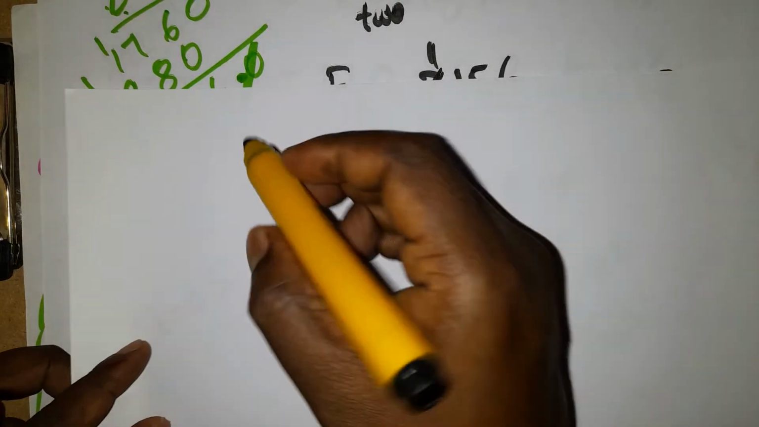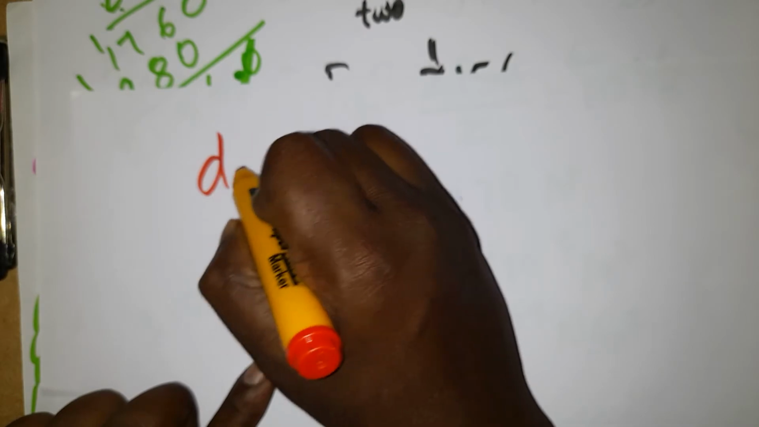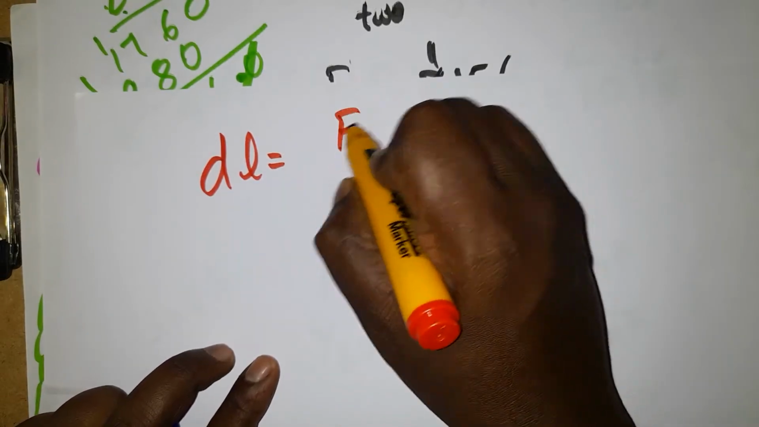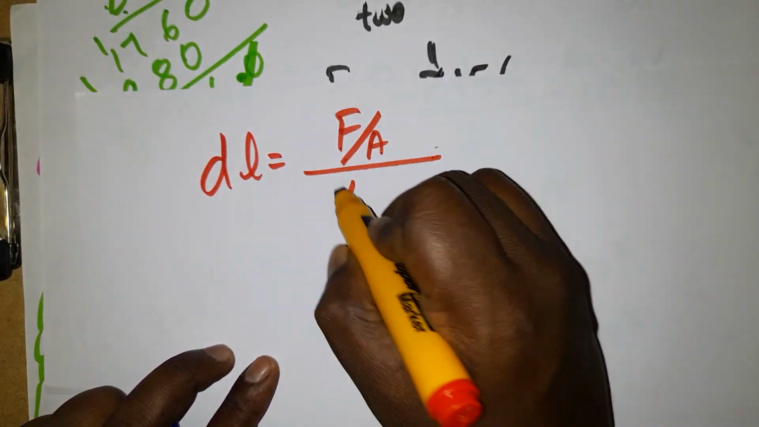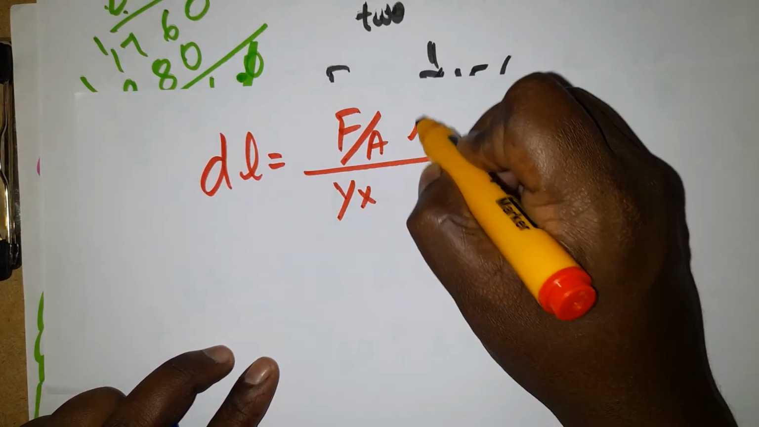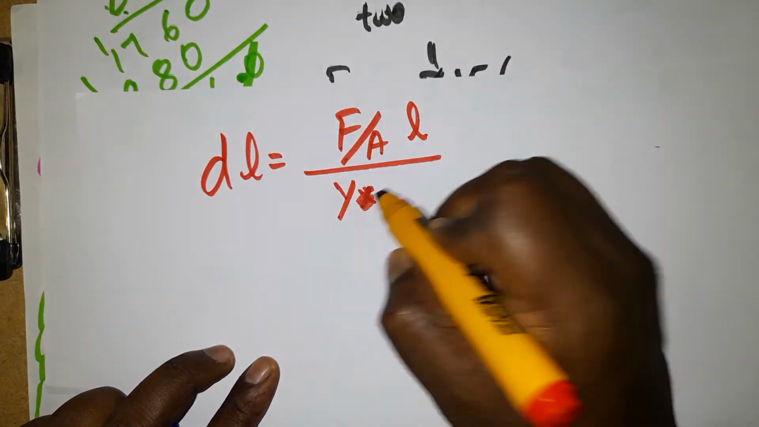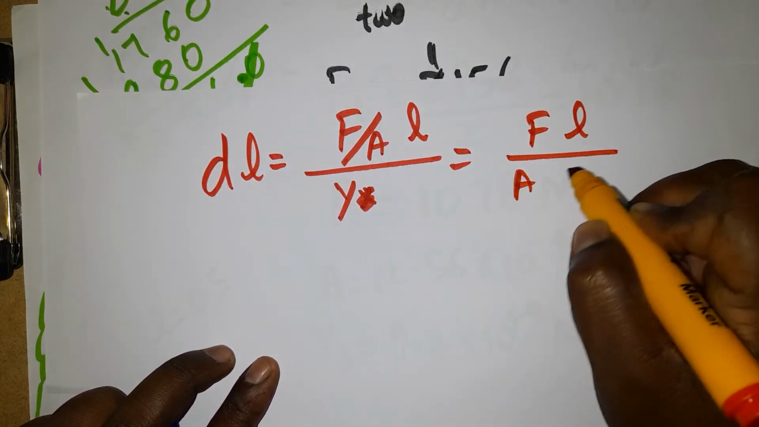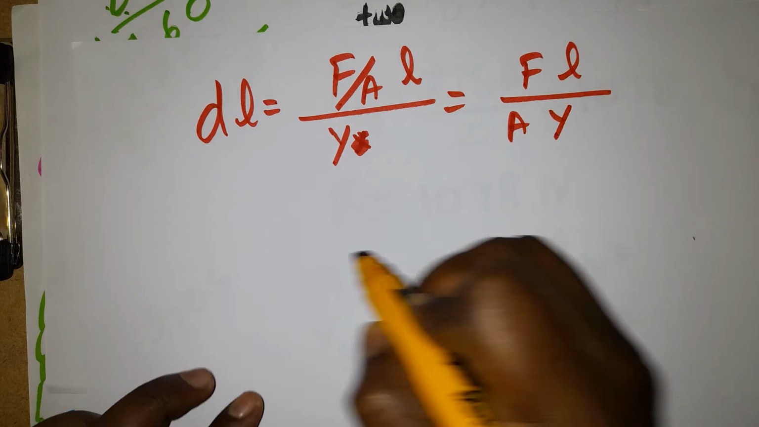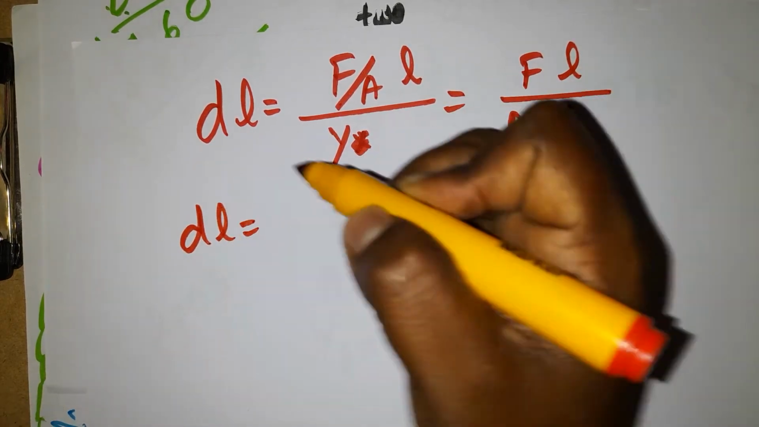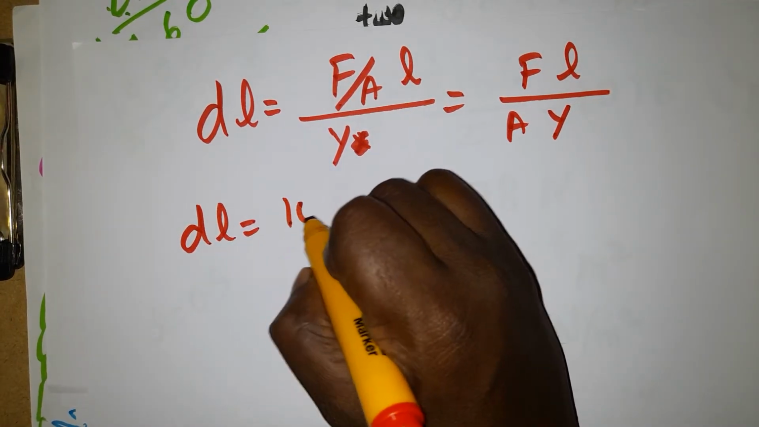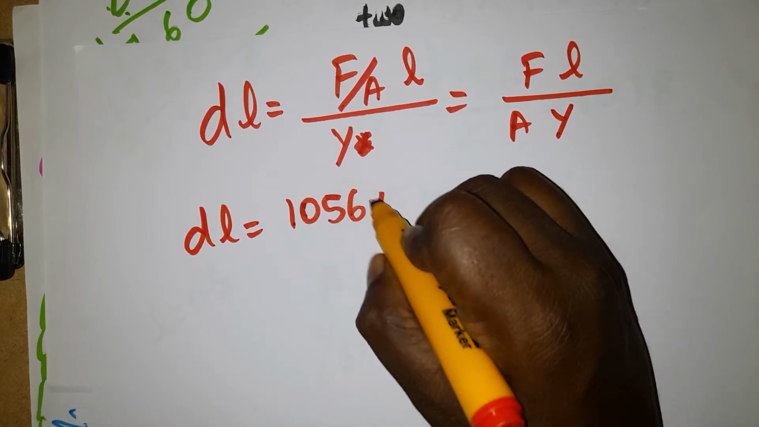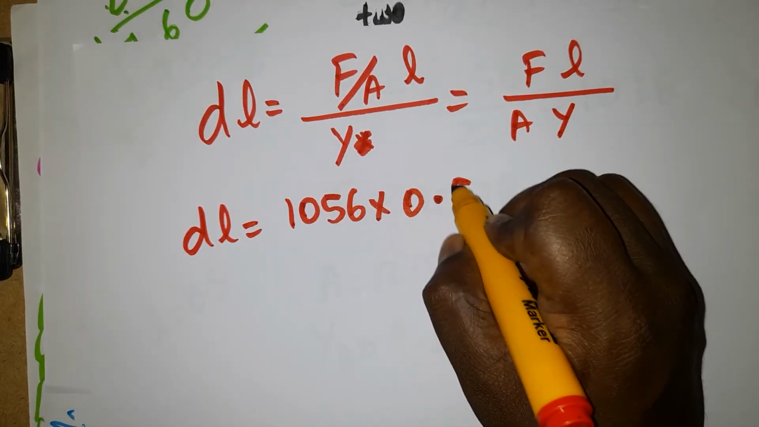See here, the total modulus of elasticity of the bone we know, changing length only we are going to find. So force per unit area divided by Young's modulus into original length. Same, force into length divided by area into Young's modulus of the bone. Now changing length, the compression of the bone, we are going to find. Force is how much? 1056 Newton. Length is how much? Exactly 0.5 meter.